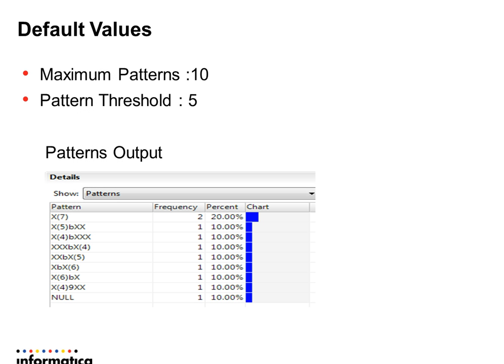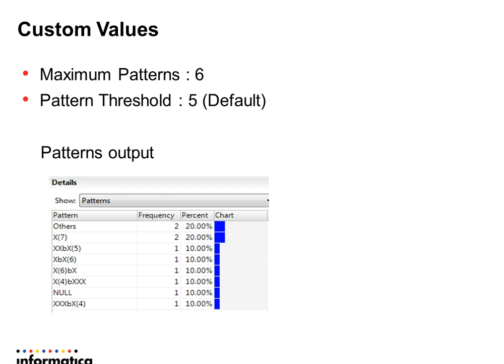With default DIS attributes associated with the patterns, each data value is patternized as an individual pattern, as the percentage of each pattern is above the threshold and the total number of patterns identified is less than 10. Let's see how the results vary by changing one of these attributes.